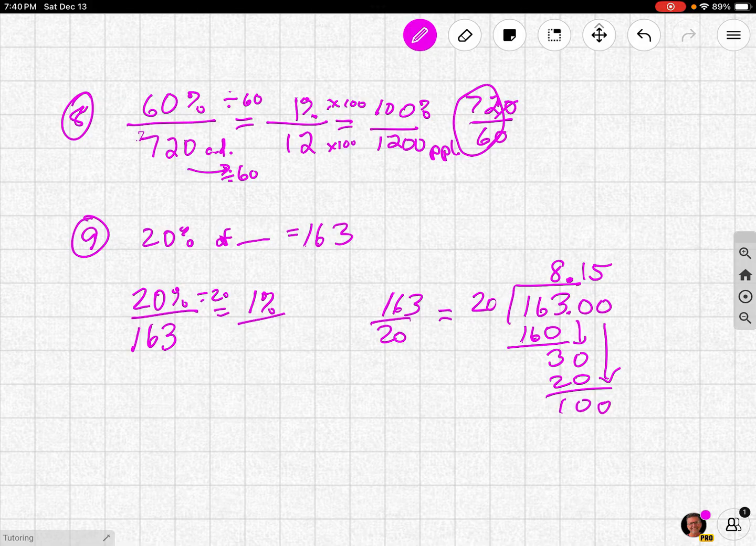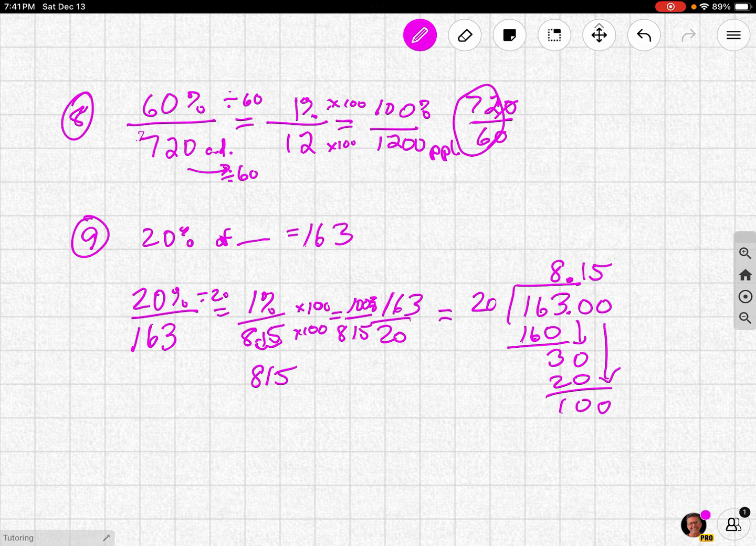And then we have to multiply that 8.15 times 100 to get 100%. And 8.15 times 100 is 815. Easy to do. So the answer is 815. 20% of 815 is 163.